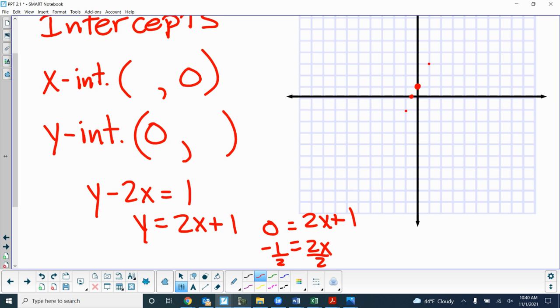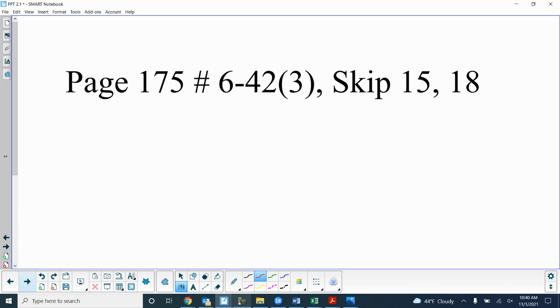All right, any questions? That's about it for today. Doing a little graphing. Distance formula, remember? Midpoint formula. There is your assignment.